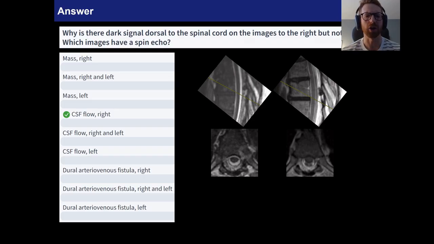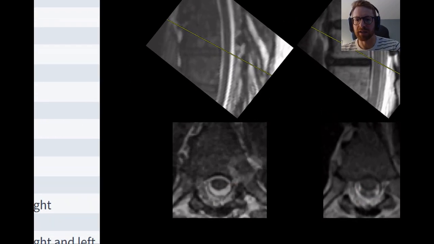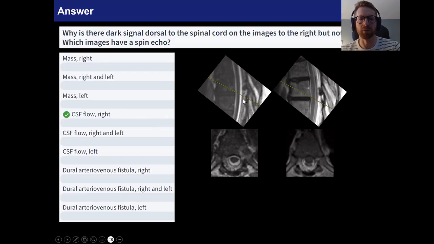Okay, so why is there a dark signal dorsal to the spinal cord on the images to the right, but not on the left, right? If we look dorsal to the spinal cord, we see this black signal here, and we do not see that here. Similarly, on the sagittal image, we see black signal right here, and we don't see that black signal here, it's just white. So what is going on?